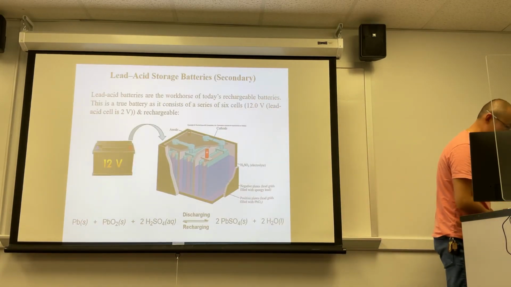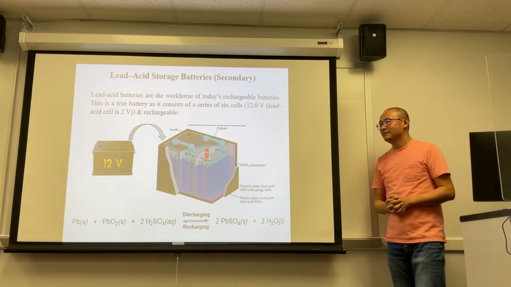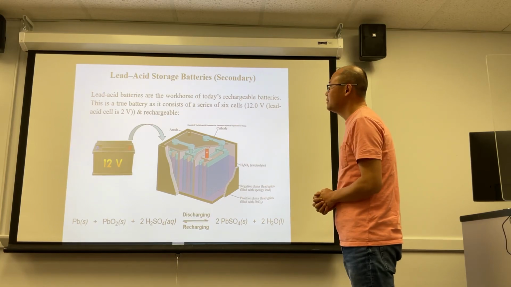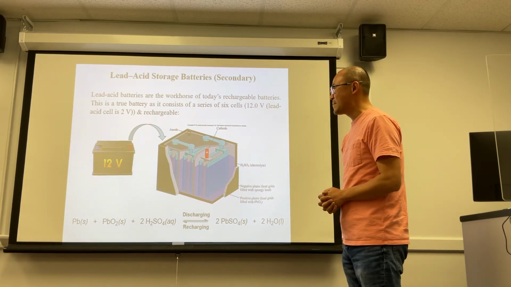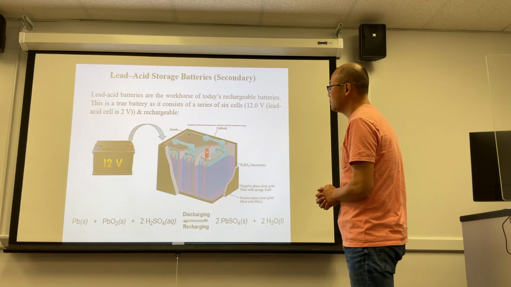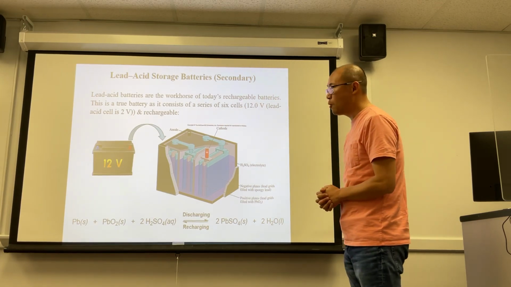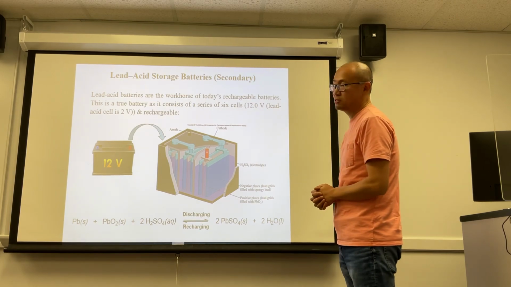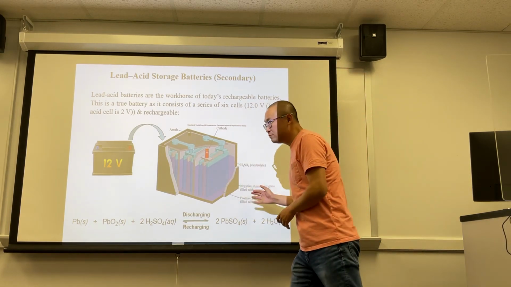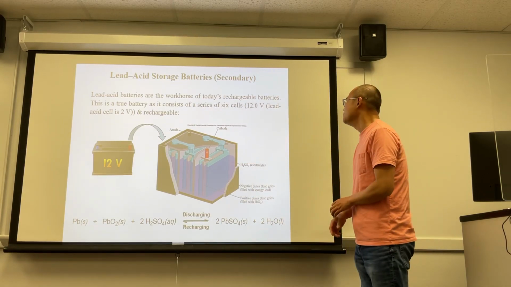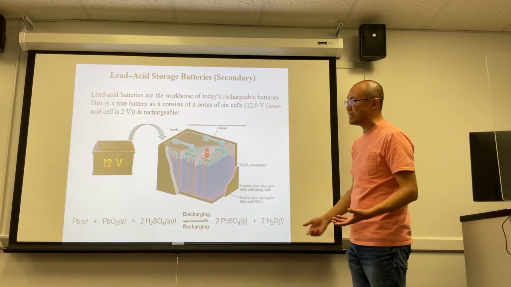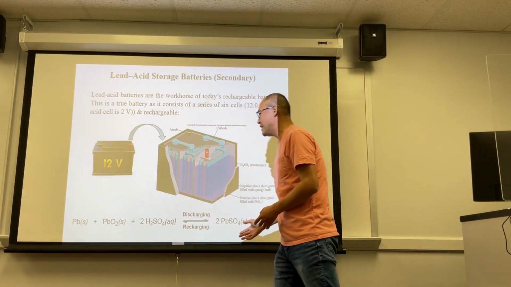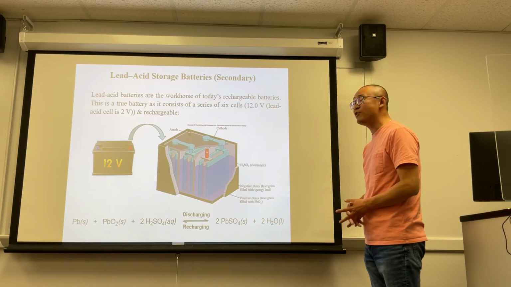All right, next. This is the battery in our car, the 12-volt lead acid battery. Like I said, a lead acid battery is rechargeable, and it consists of 6 lead acid cells wired together. There are 6 of them. That's why the voltage is 12, because each cell is 2 volts. And this is the overall reaction of a lead acid battery. As you can see, the battery is very interesting.